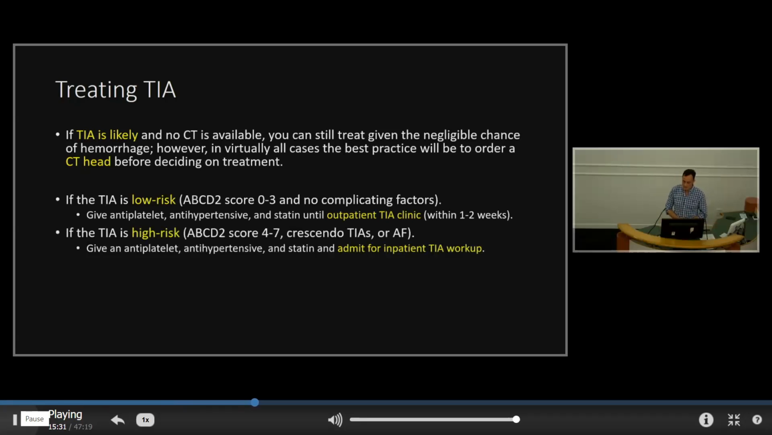And if the TIA is high risk, so score 4 to 7, crescendo TIAs or AF, just admit the patient, and you can do the imaging and still give the medications, but they should be admitted for workup.